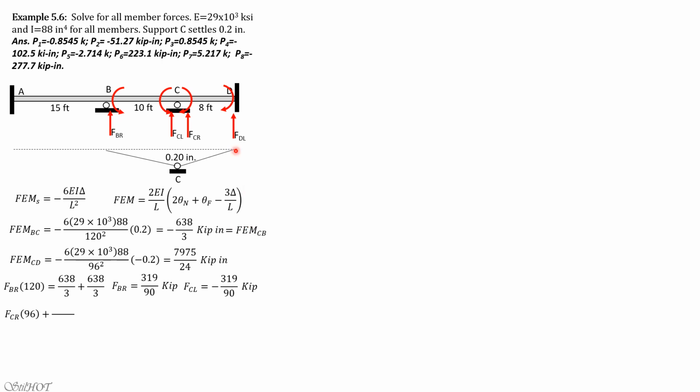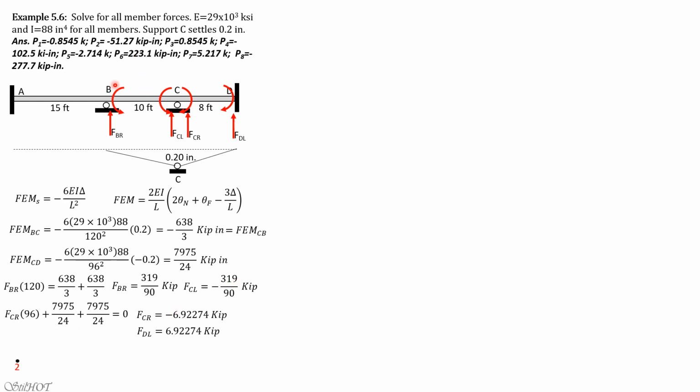Likewise for FCR, summation moment at D equals 0, FCR times 96, since the moment is clockwise also for the couples. So plus 795 over 24 plus 795 over 24 equals 0. So FCR is negative 6.92274. But I assumed it is upward, but we have to take the sign negative. So therefore, FD left is positive 6.92274.